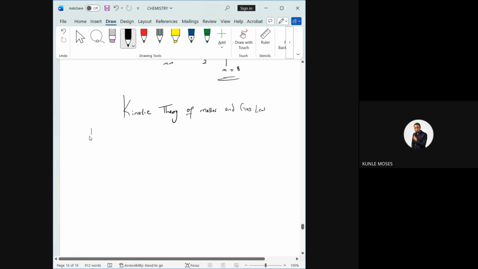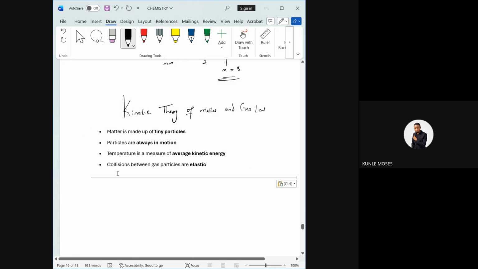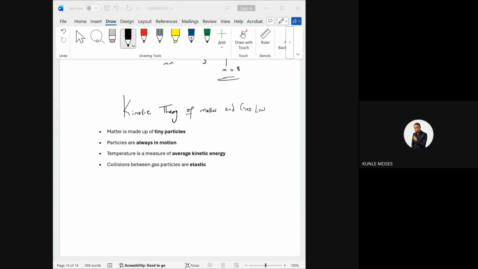Let me just write it down so that you can quickly write it. These are the four things that you need to pay attention to under kinetic theory of gas. You need to understand that collisions between gas particles are elastic, and collisions occur when there is an increase in temperature. Is that taken? So those are the main ideas that you need to understand on kinetic theory.